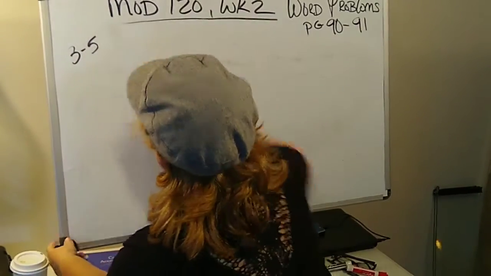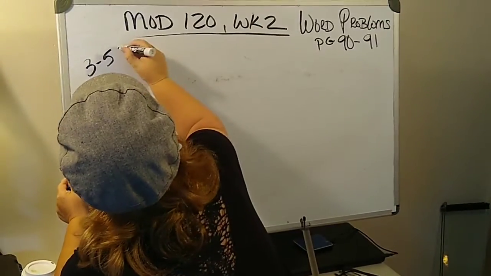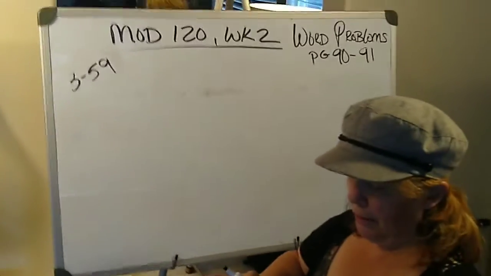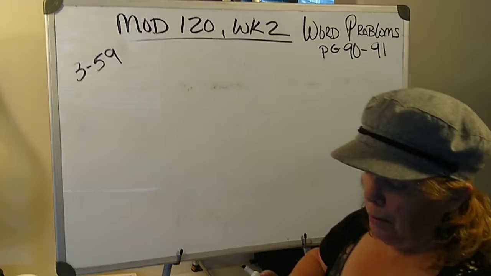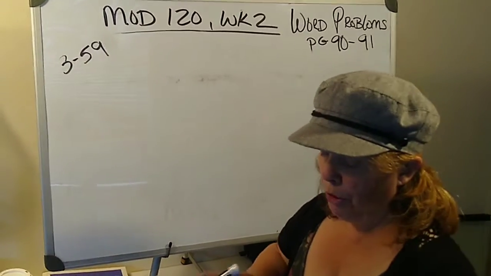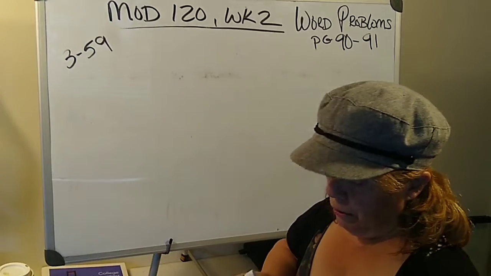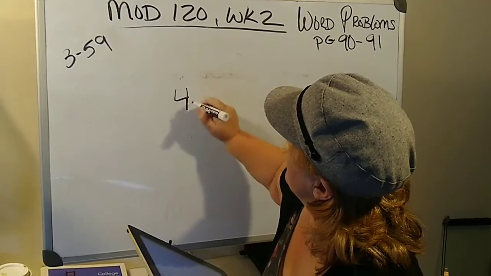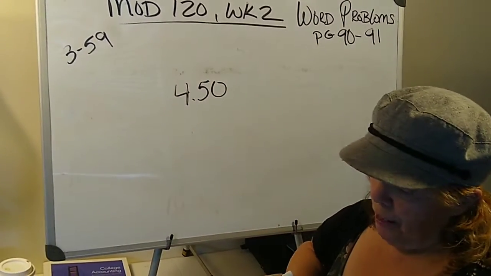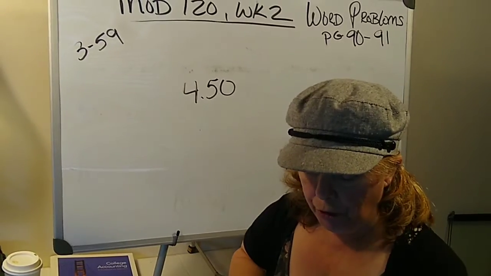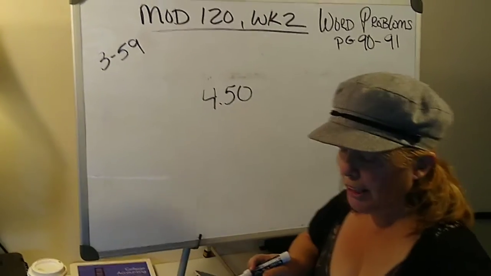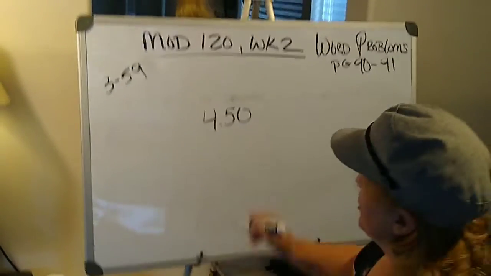So we're going to do 3-5-9. Again, should be on page 91, or at least it is for me. All right, so the question is, Pete Smith found in his attic a Woody Woodpecker watch in the original box. It had a price tag of $4.50. The watch was made in 1949. Pete brought the watch to an antiques dealer and sold it for $35.